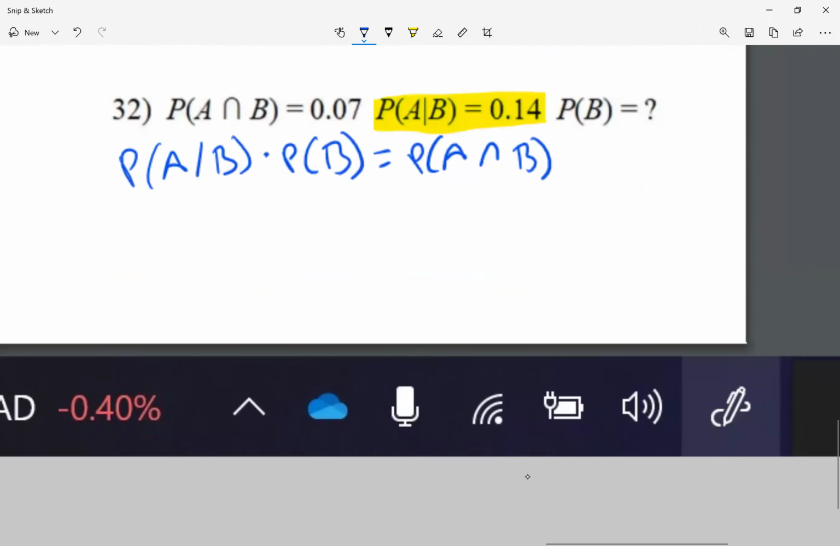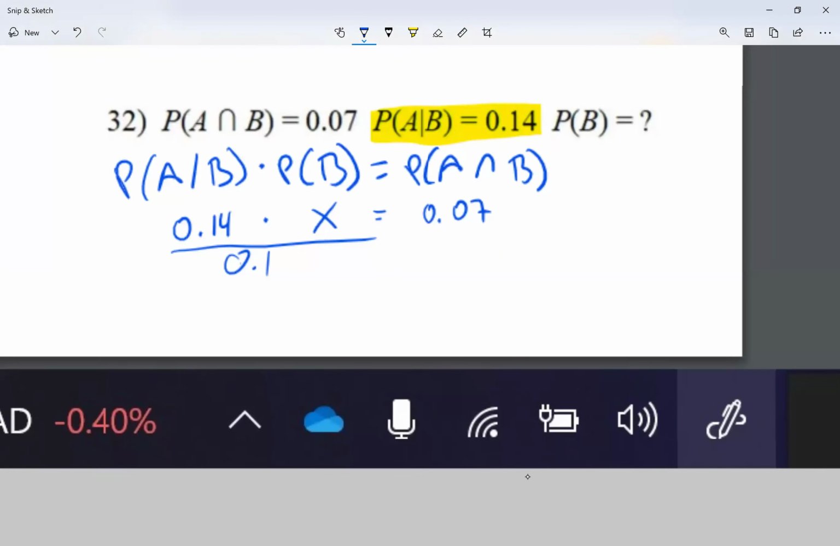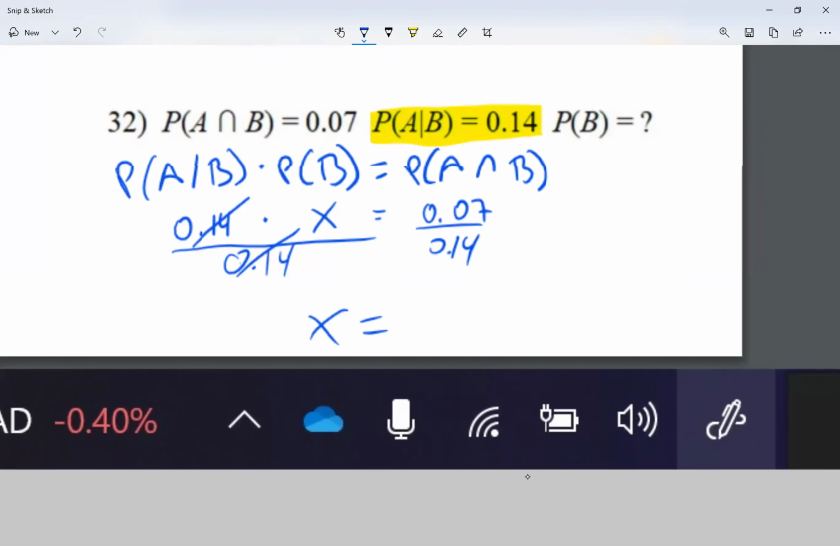Okay, let me zoom in. I'm going to treat this as an algebra question. Probability of A given B is 0.14 times probability of B, it's X. So I have no idea what it is. Probability of A intersect B is 0.07. Okay, let me get X by itself. Let me divide both sides by 0.14. Now 0.07 divided by 0.14, according to my calculator, is 0.5.